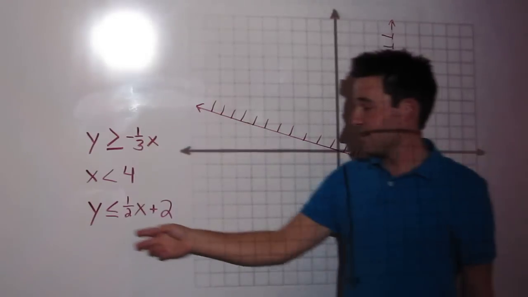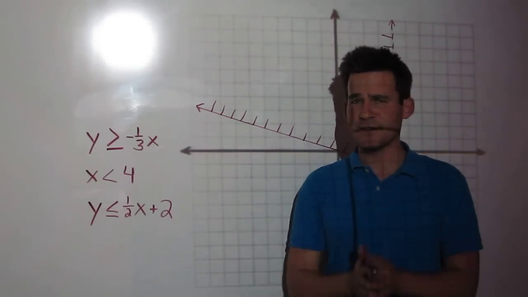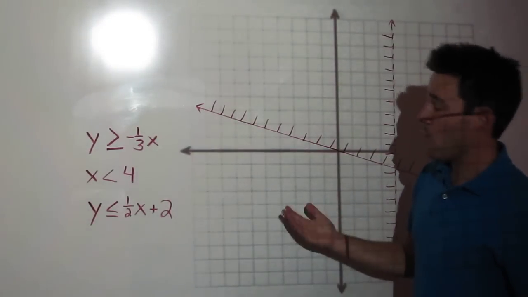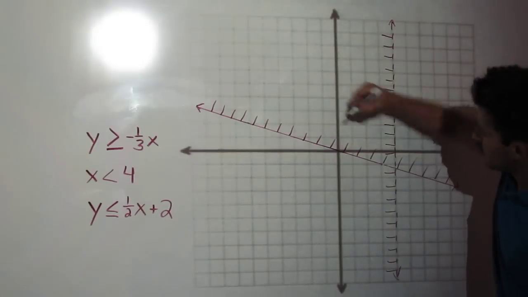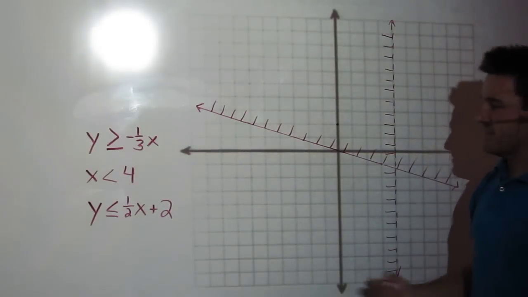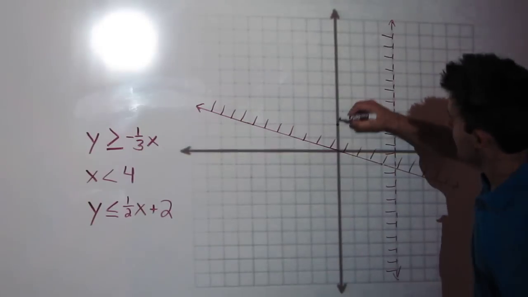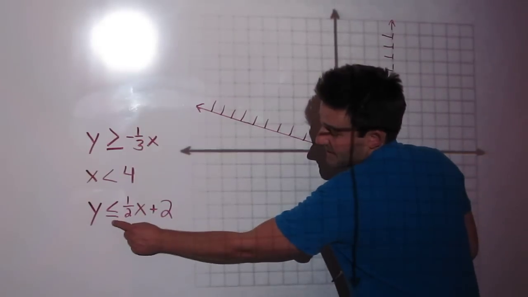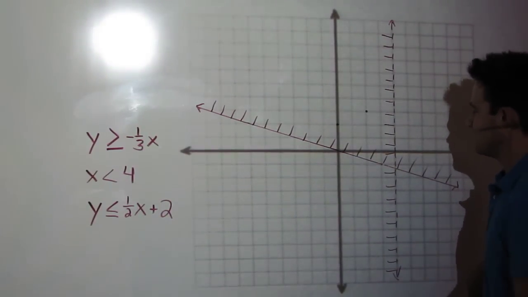The final inequality, y is less than or equal to 1/2 x plus 2, can be considered in slope-intercept form again. To graph the boundary line, we consider y equals 1/2 x plus 2. The y-intercept is 2, and the slope is 1/2. That means we're going to go up 1/2, up 1/2. Because of the equal to part of the inequality, we can use a solid line again.